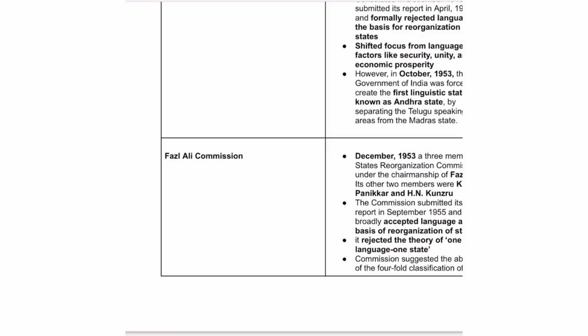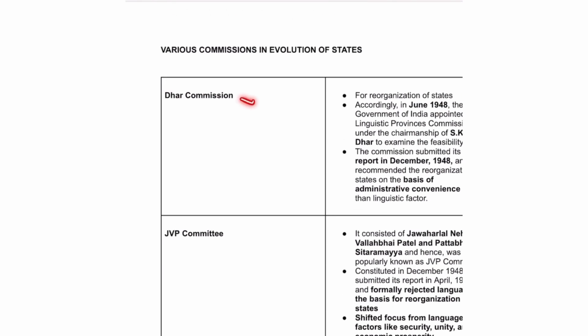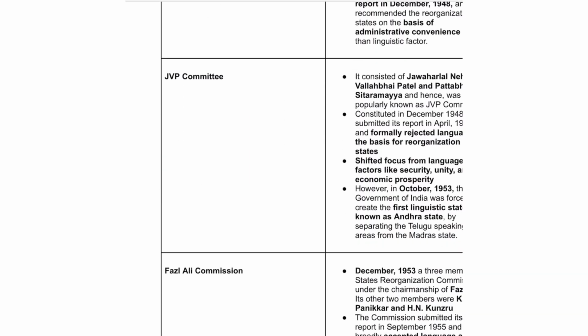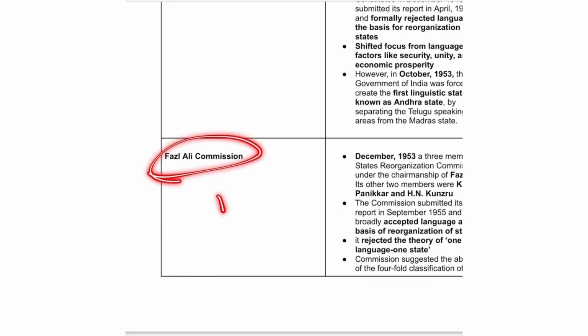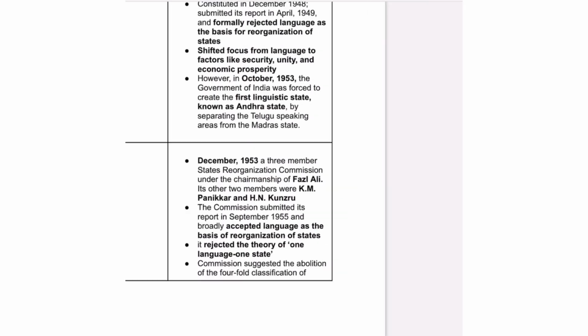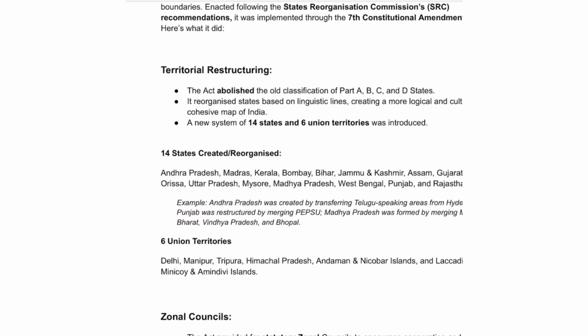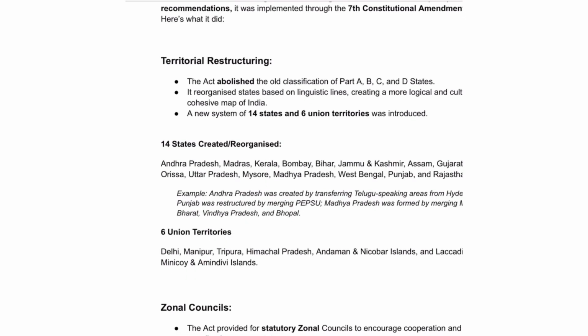reorganization criteria. So Dhar Commission, language was not accepted. They accepted the basis of administrative convenience. JVP committee, again, language was not accepted. They had focus on factors like security, unity and economic prosperity. Fazal Ali Commission was the one that gave preference to the language. Okay, so based on Fazal Ali Commission, we had the State Reorganization Act of 1956. Okay, so what were the changes that happened after the Fazal Ali Commission?